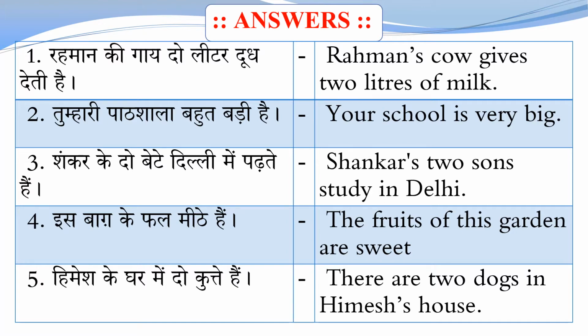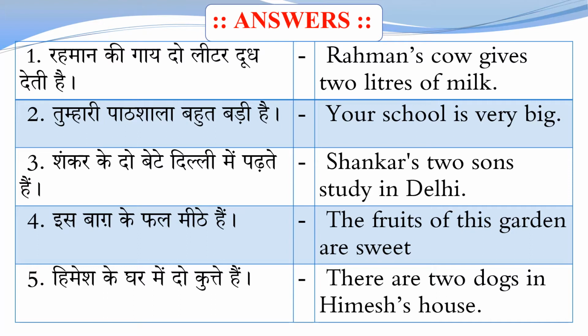Second one, Tumhari paathshala bahut badi hai. Tumhari translates to your. Paathshala means school. Bahut, as we learnt, means more. But here we use the more precise word very because it is referring to the size of the building. So we change the word according to the context. Badi means big. Hai translates to is. So the answer would be your school is very big.